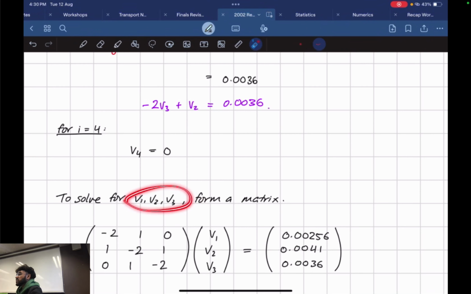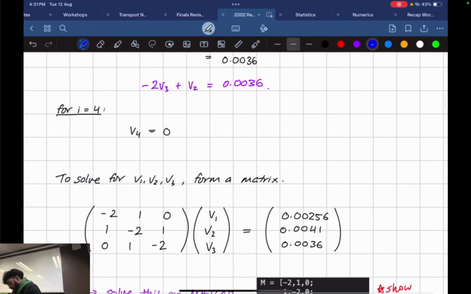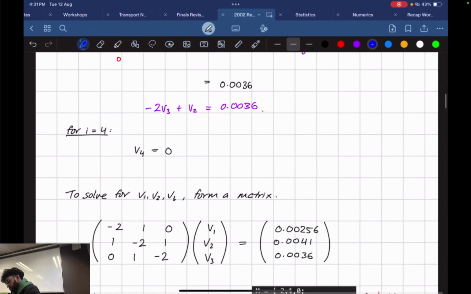So we're going to solve a matrix. But luckily, we have MATLAB. MATLAB makes it really easy. So I pretty much just made a matrix. Anyone need me to explain the matrix? How I made it? Yes? Okay, I'll do it.